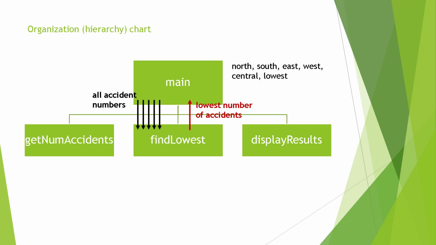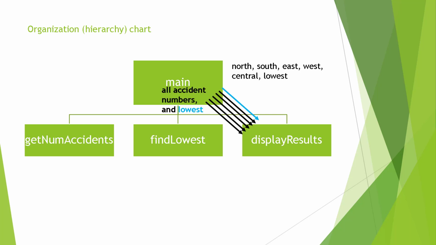Finally, the main function will call an output function named displayResults. Now remember, this is different from what the book wanted us to do, but this is a better way to do it. That function needs 6 arguments sent to it. The 5 integers representing the regions, and also a 6th integer that represents the fewest number of accidents. Now this output function is not going to return any data to main. Its job is simply to display the results on the screen.